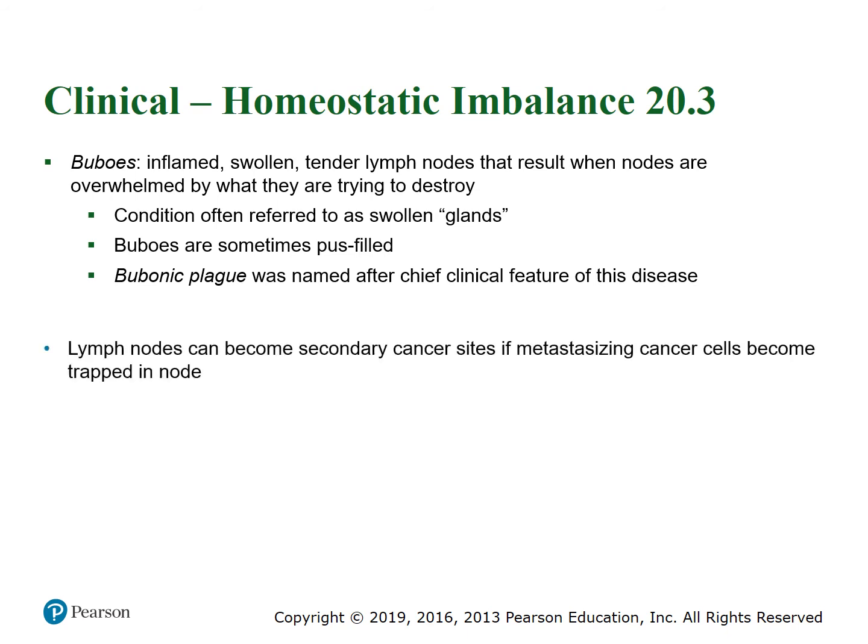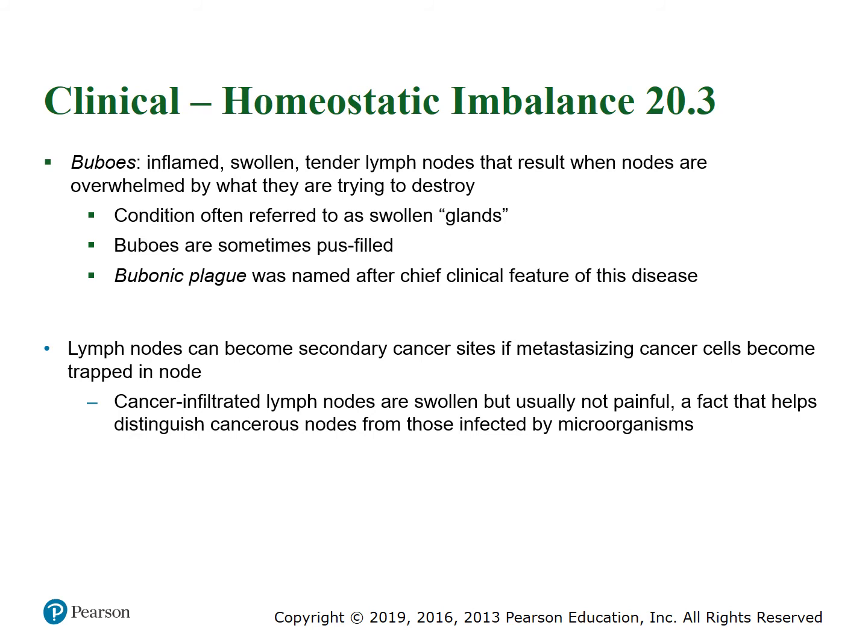Lymph nodes can unfortunately become secondary cancer sites if metastasizing cancer cells become trapped in the node. So basically, the cancer cells can kind of take up residence in the lymph nodes. So if cancer has spread from its initial organ to the lymph nodes that surround it, sometimes this spread of cancer cells into the surrounding lymph nodes gets called stage 2 cancer. So these lymph nodes that get infiltrated by cancer cells, they're swollen but usually not painful. And this is something that can usually help distinguish cancerous lymph nodes from those that are infected by microorganisms.